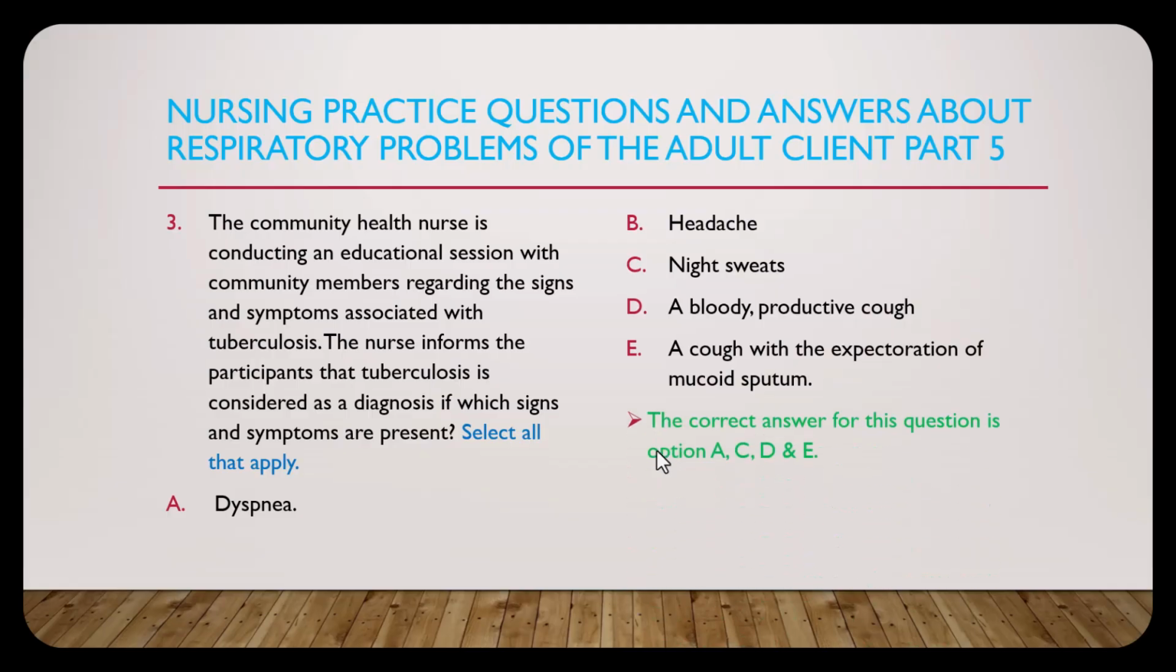The correct answer for this question is options A, dyspnea. Option C, night sweats. Option D, a bloody productive cough. And option E, a cough with the expectoration of mucoid sputum. Finally, let's move to the fourth question.